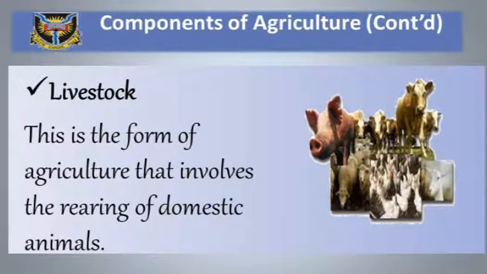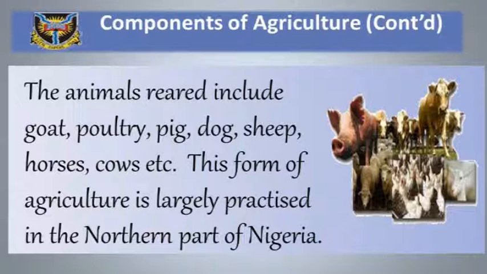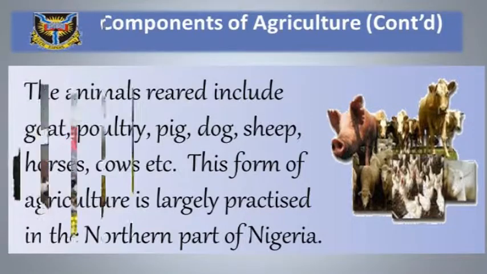Livestock. This is the form of agriculture that involves the rearing of domestic animals. The animals reared include goat, poultry, pig, dog, sheep, horses, cows, etc. This form of agriculture is largely practiced in the northern part of Nigeria.